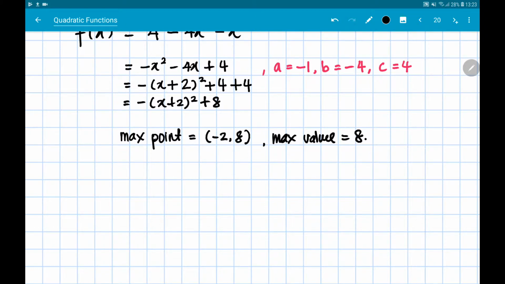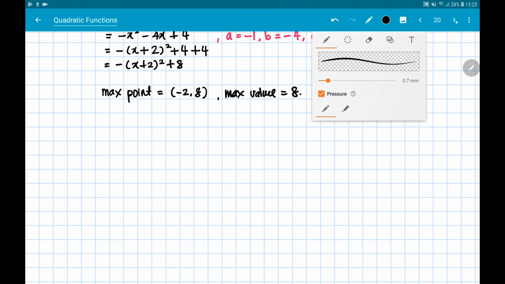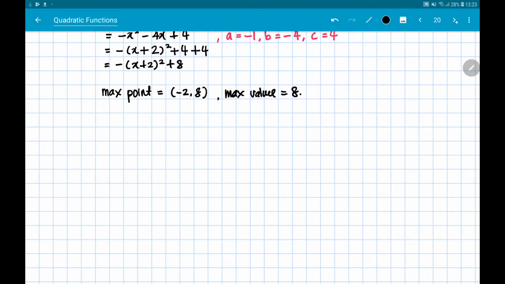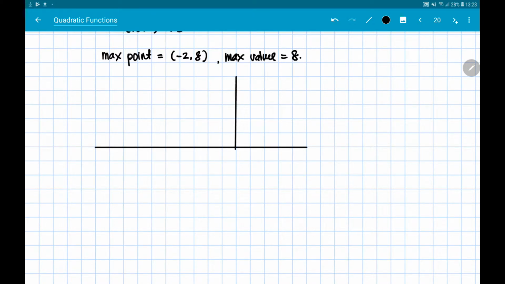Alright, okay, so what else can I do? Well, I can also determine the x-intercept. Okay, now before that, I can make a rough sketch for this particular curve. Since the x number is negative 2 and the y number is 8, it tells me a few useful things. It tells me that the maximum point is on the left hand side of the origin. Okay, what does that mean? Well, let's sketch the x-axis first, followed by the y-axis.